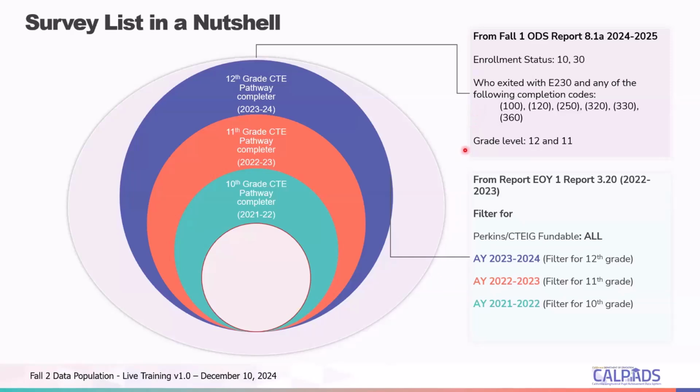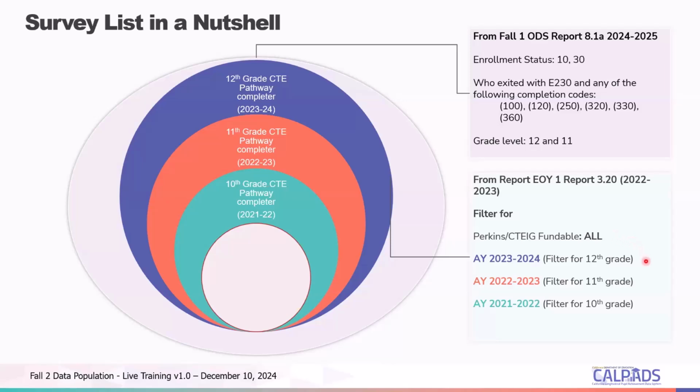You'll also want to filter for grade levels 11 and 12 in order to cast the widest net possible for your high school completers. So this report, 8.1A, filtered as such, will give you a list of your high school completers. The next step is to determine of those high school completers, which were CTE completers. So within that high school completers group, we will run snapshot report 3.20 to determine who our CTE completers are.